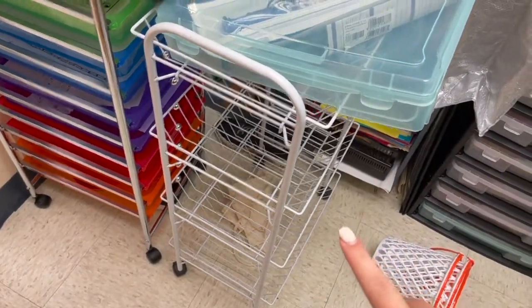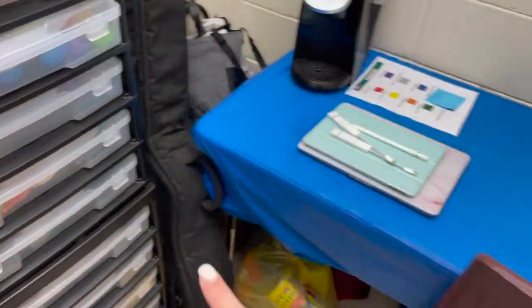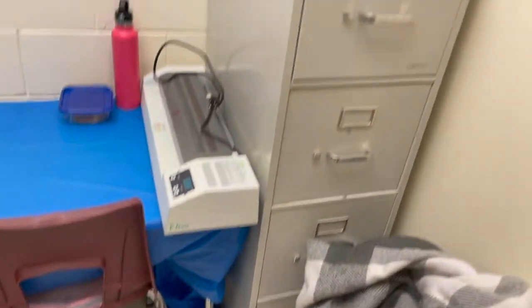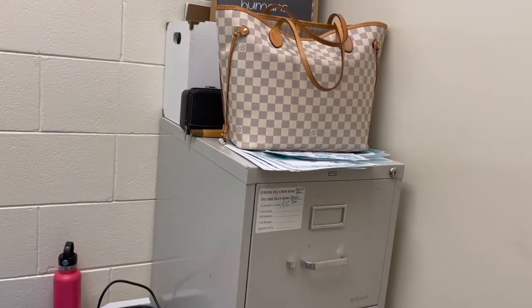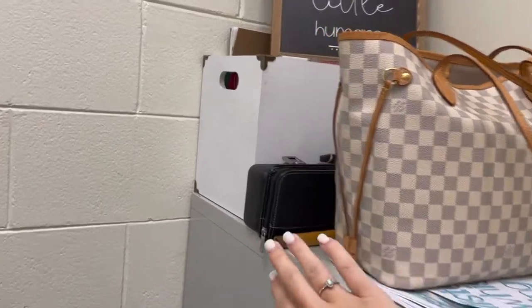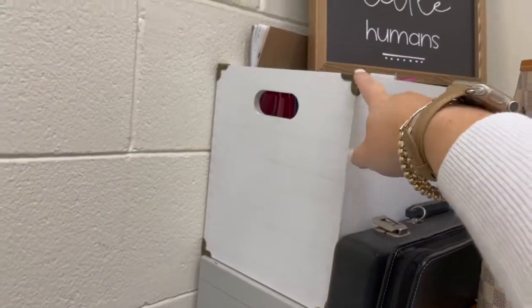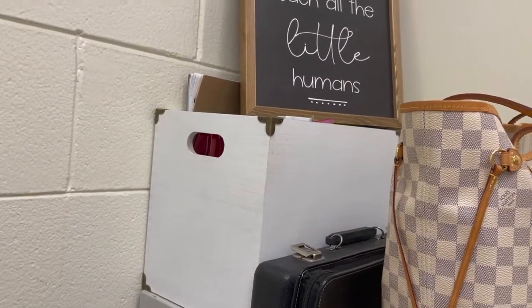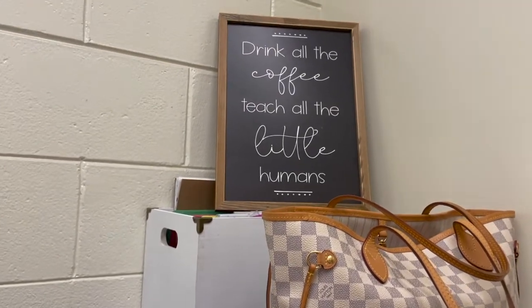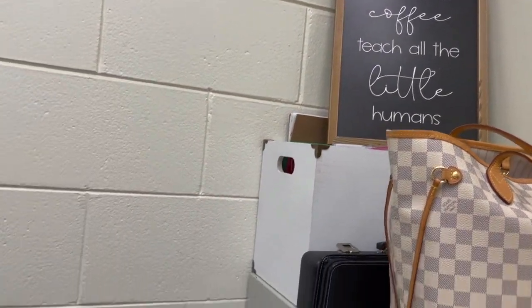Haven't decided. And then I also keep extra instruments. So I have a guitar, I have a flute over there, and just things that belong to me. And then I have a filing cabinet with lots more printables and activities and stuff. I have a sign. It says drink all the coffee, teach all the little humans.